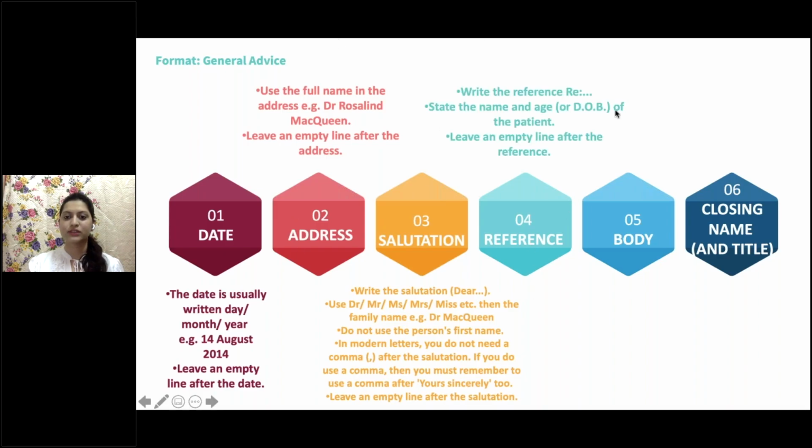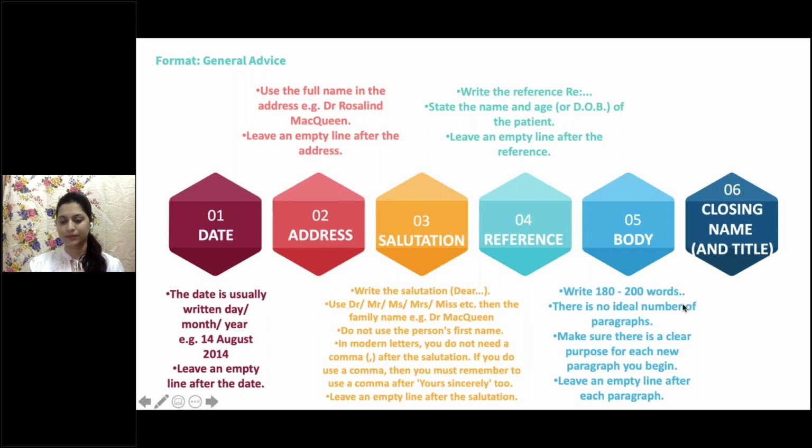Then comes your reference. What do we do in the reference? You write RE and then you put the name of the patient as explained in the case note, followed by their date of birth, sorry, DOB, so and so, whatever date is mentioned. And then again, you leave a line.